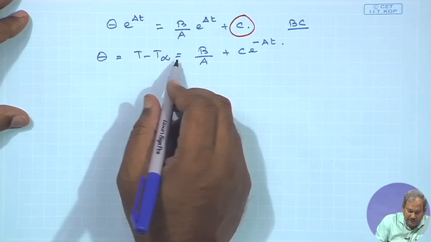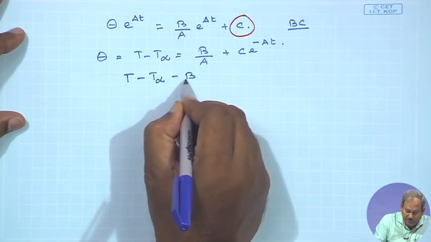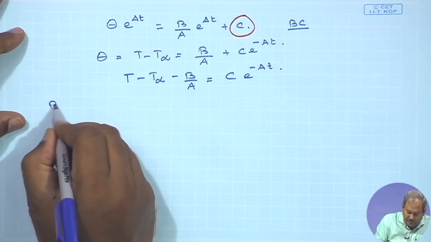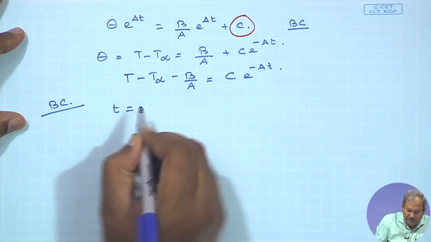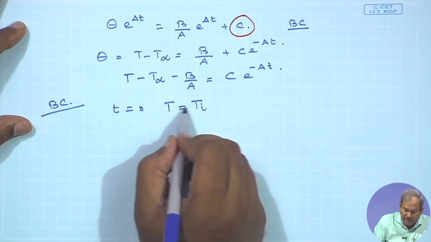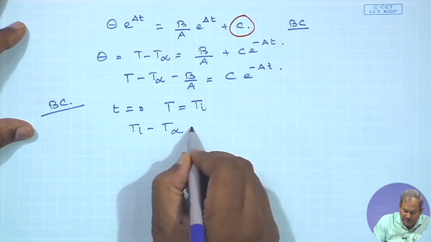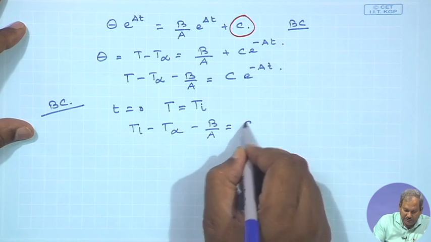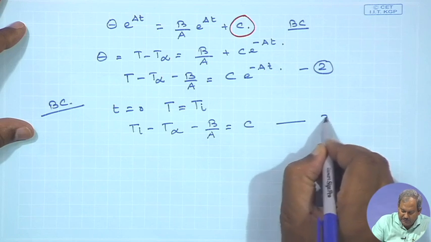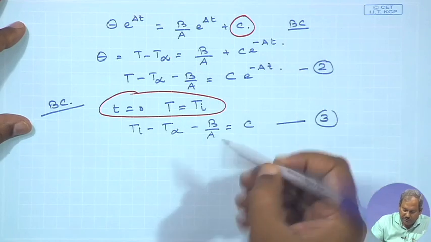But once again, what we have here is T minus T infinity minus b by a is equal to c e to the power minus a t. The boundary condition that can be used is at t equals 0, the temperature is the initial temperature of the solid wire. So, therefore, T I minus T infinity minus b by a is equal to c, and this is at t equals 0. So, this is my equation 2 and this is my equation 3. This is the boundary condition that has been used in order to evaluate c.